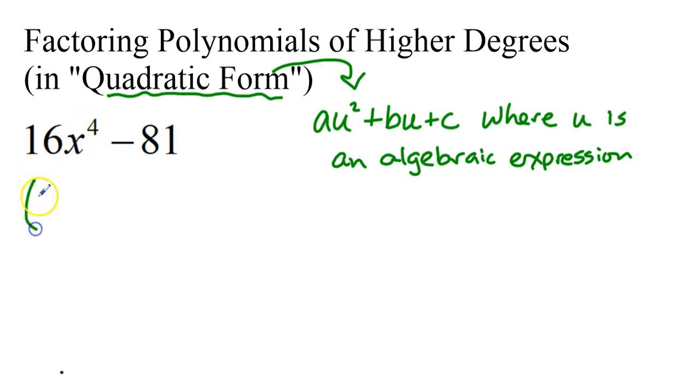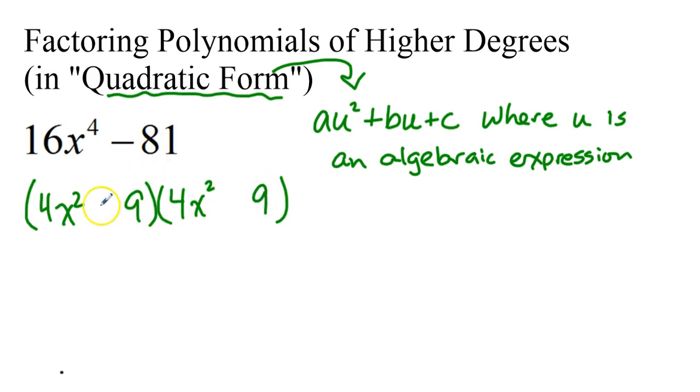So we'll write that as 4x squared. Okay, that's the square root of 16x to the fourth. And then the square root of 81 is 9. So we've got our difference of two squares, kind of like they're conjugates almost, or they're not conjugates, but they fall into that conjugate form, right?